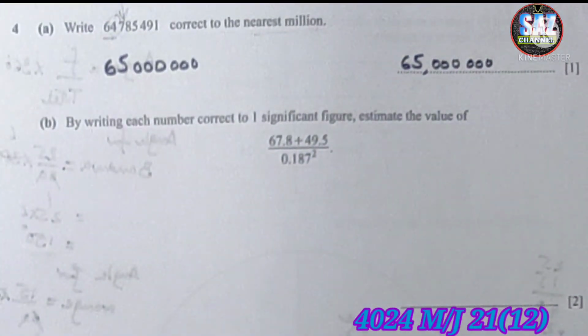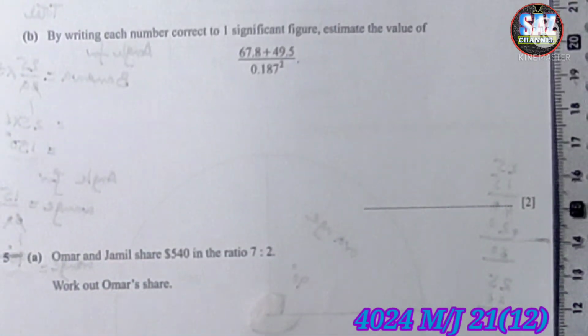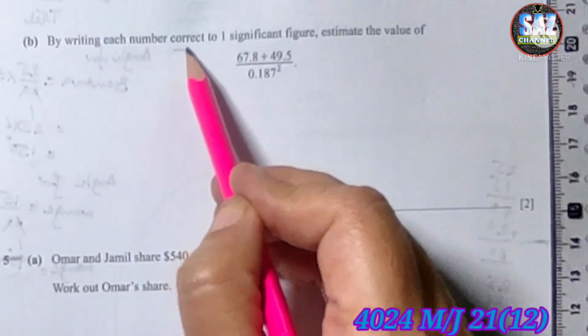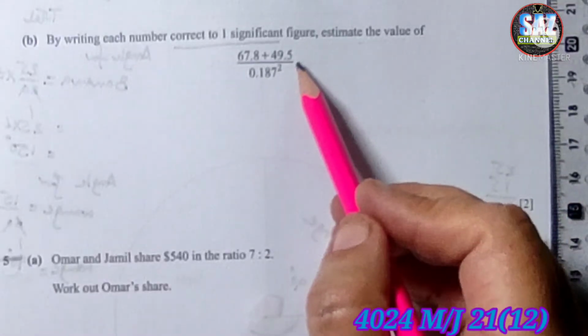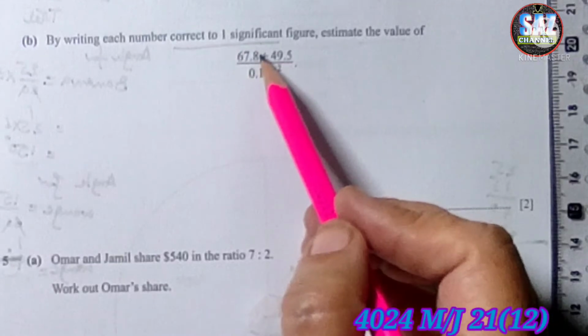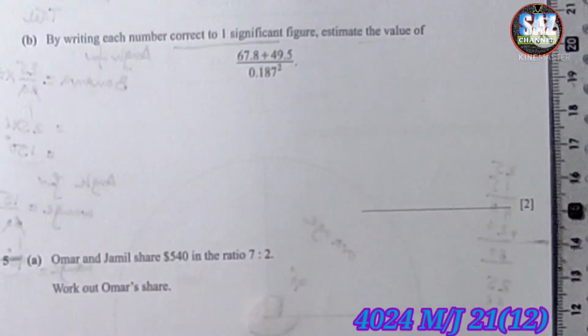Moving to the next question, which says: by writing each number correct to one significant figure, estimate the value of. Here it's really important. What does that mean? It means that we first have to write each number correct to one significant figure, and then we have to estimate. Students often ask what the problem is if we first solve the question and then estimate the answer.